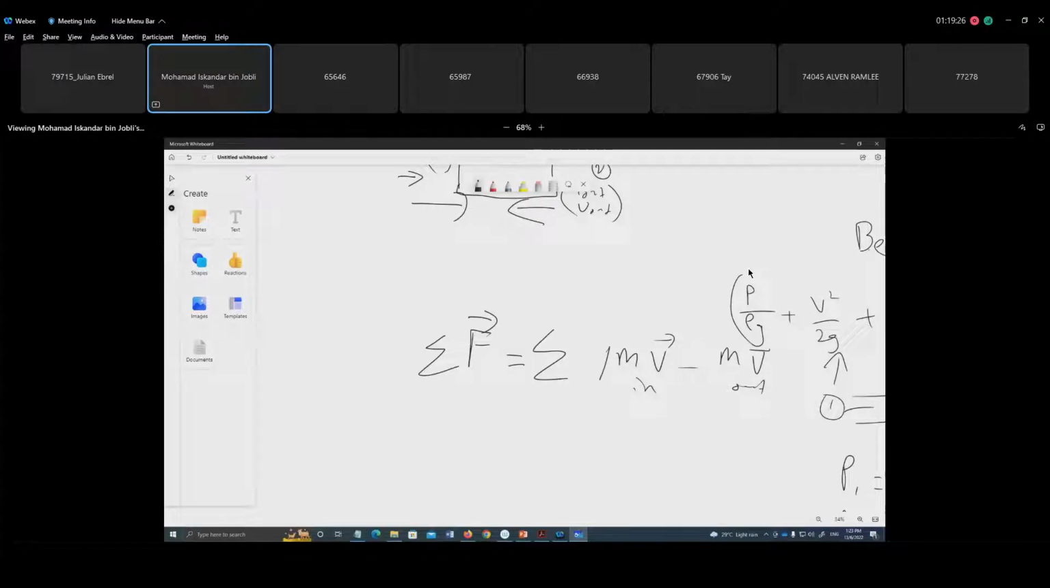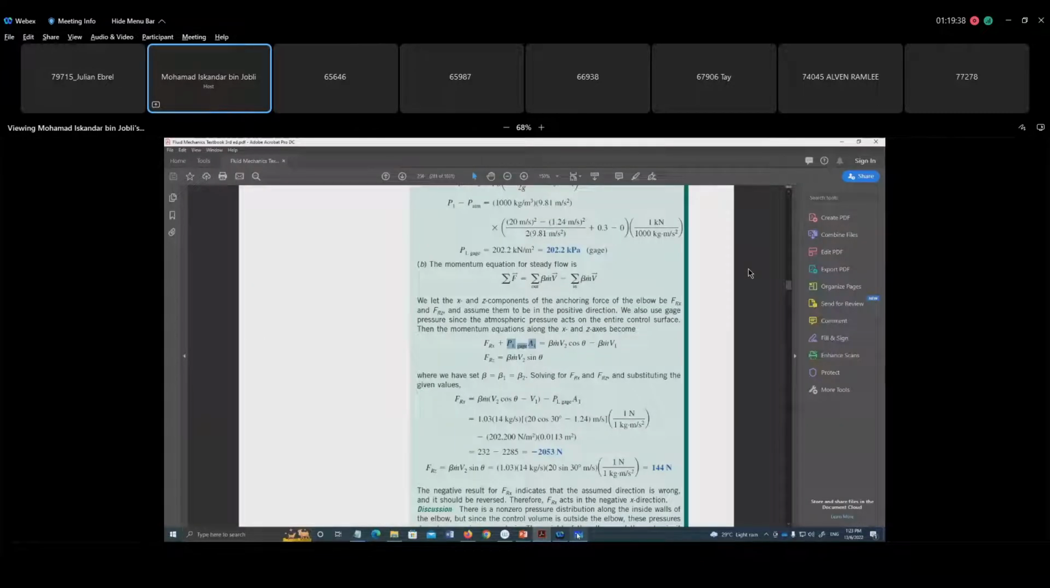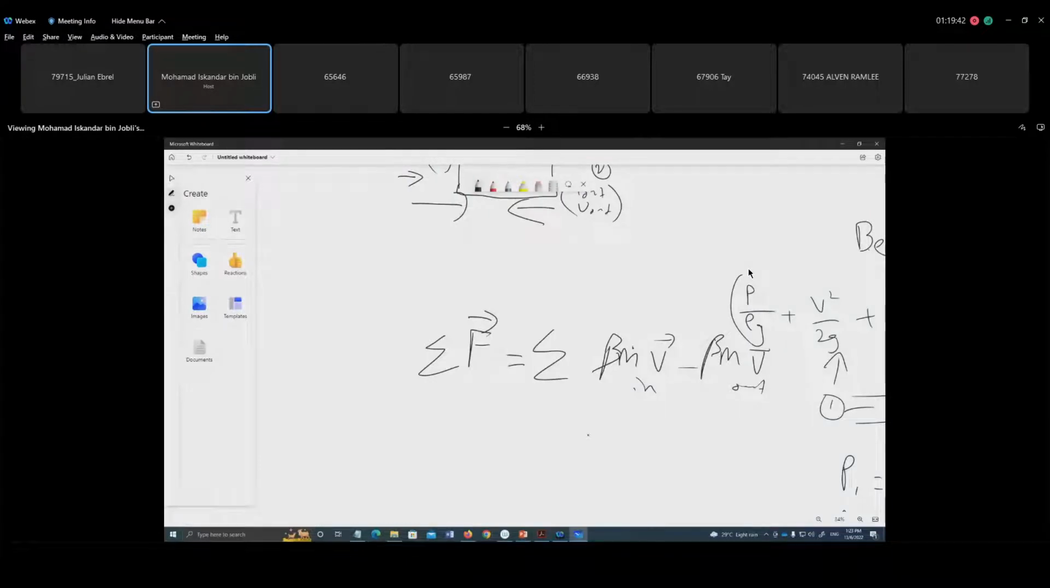And then you have beta. So the sum of all the, this one is the same, beta mv in, beta mv out. So this is the equation, I believe. If I'm not mistaken, mv is the mass flow rate, m in the direction. So there you go. Now you need to expand this in the F direction.